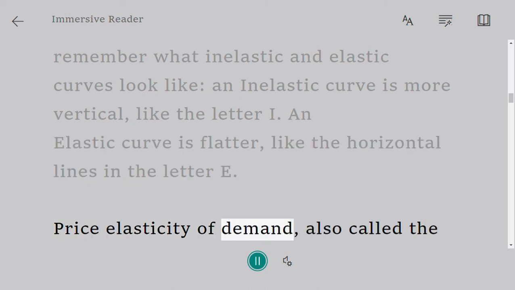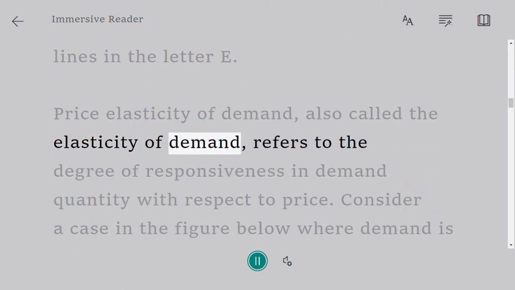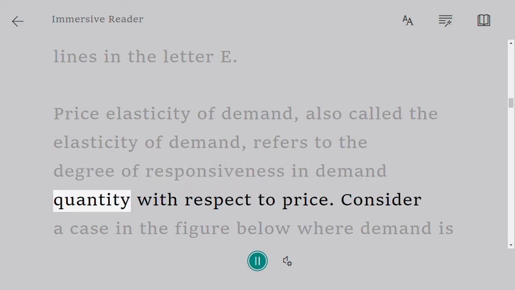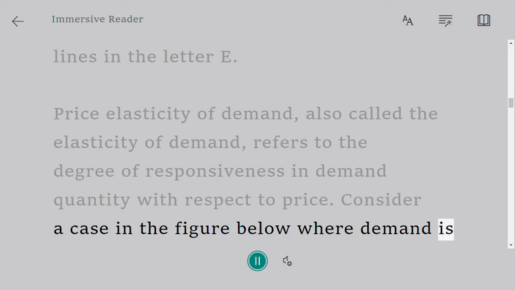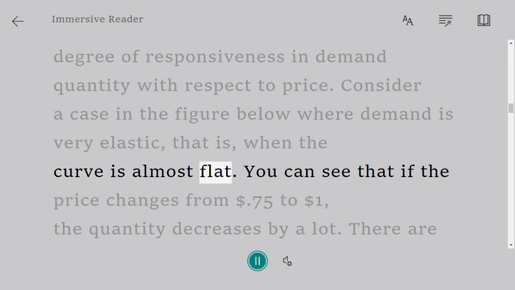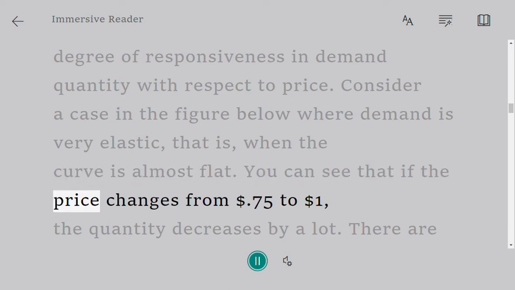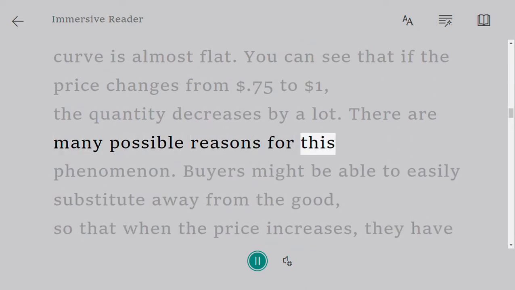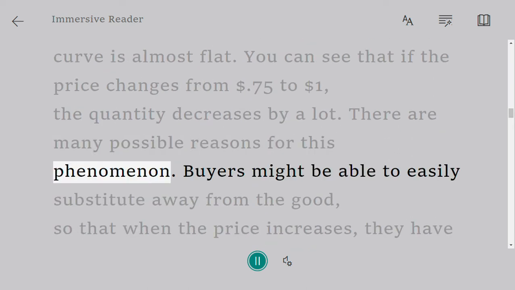Price elasticity of demand, also called the elasticity of demand, refers to the degree of responsiveness in demand quantity with respect to price. Consider a case in the figure below where demand is very elastic, that is, when the curve is almost flat. You can see that if the price changes from 75 cents to $1, the quantity decreases by a lot. There are many possible reasons for this phenomenon.